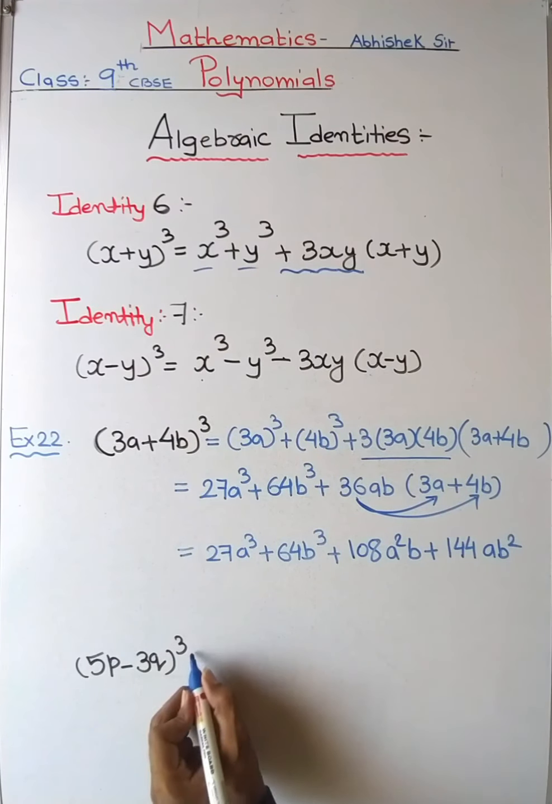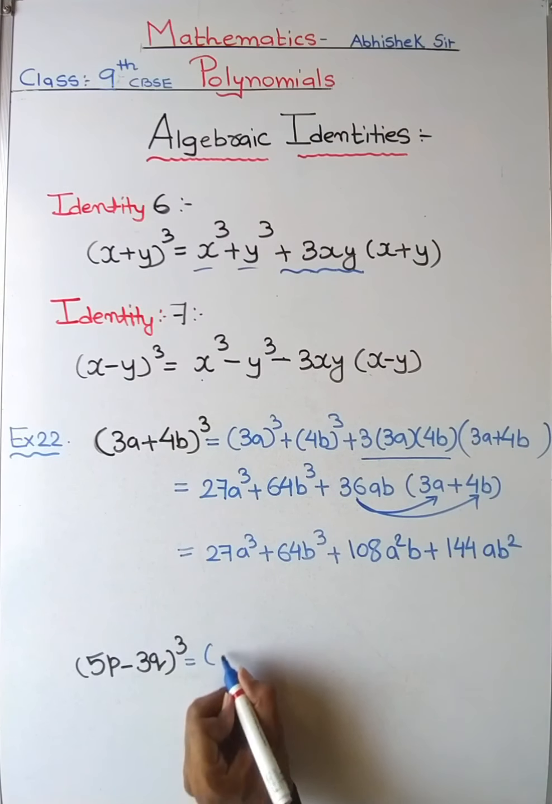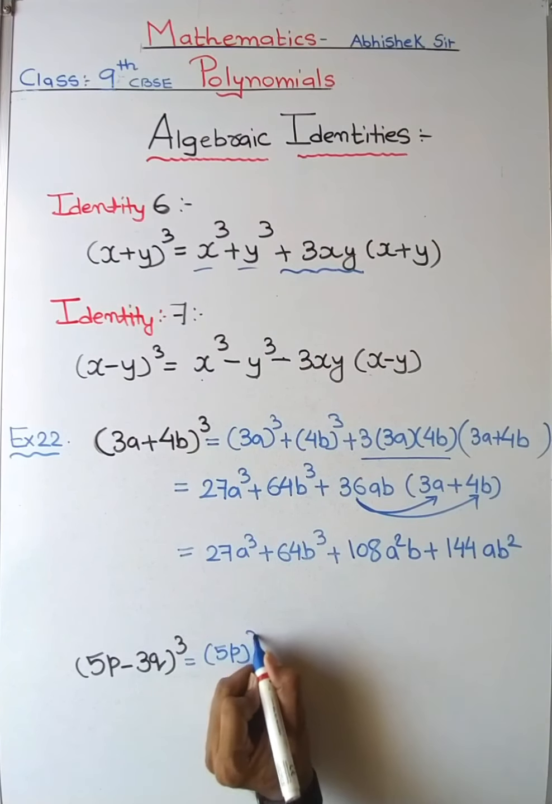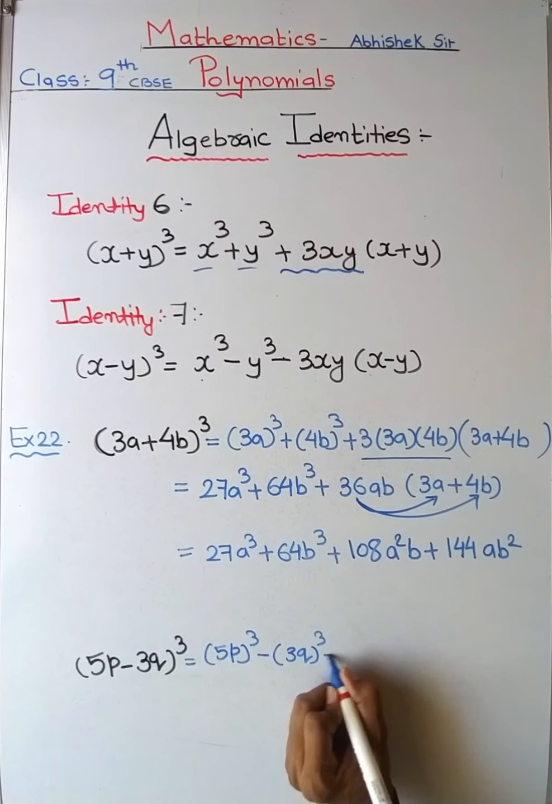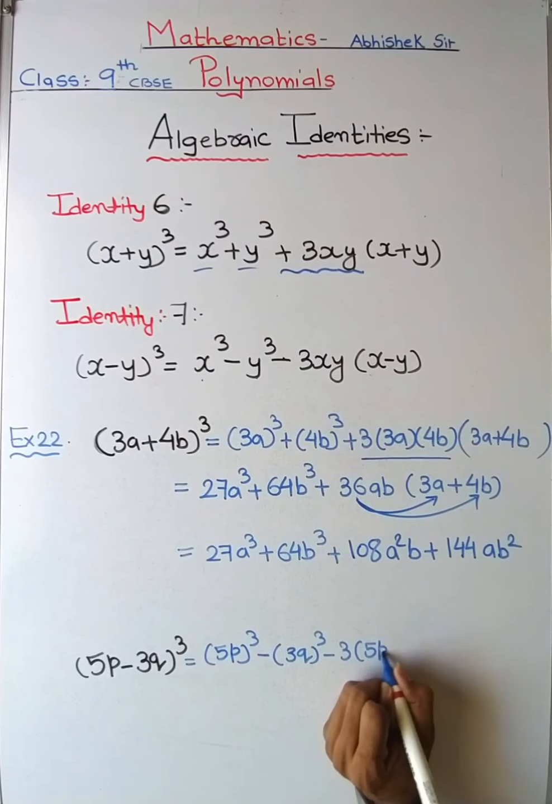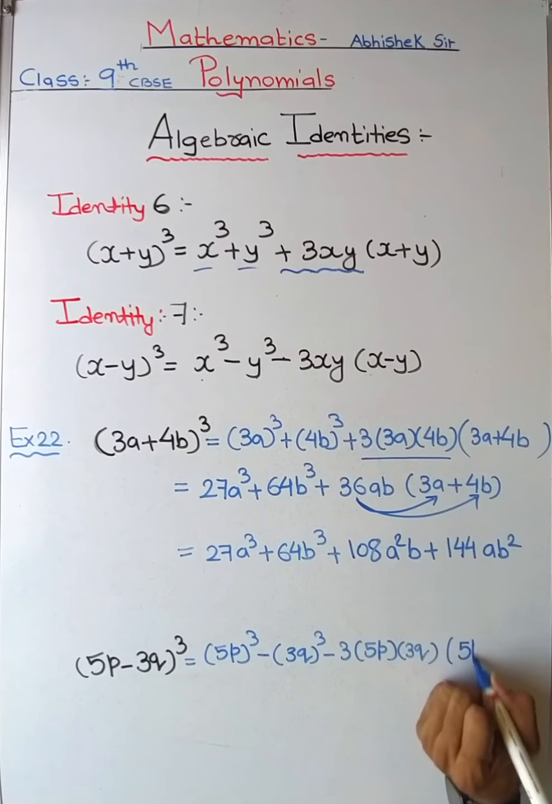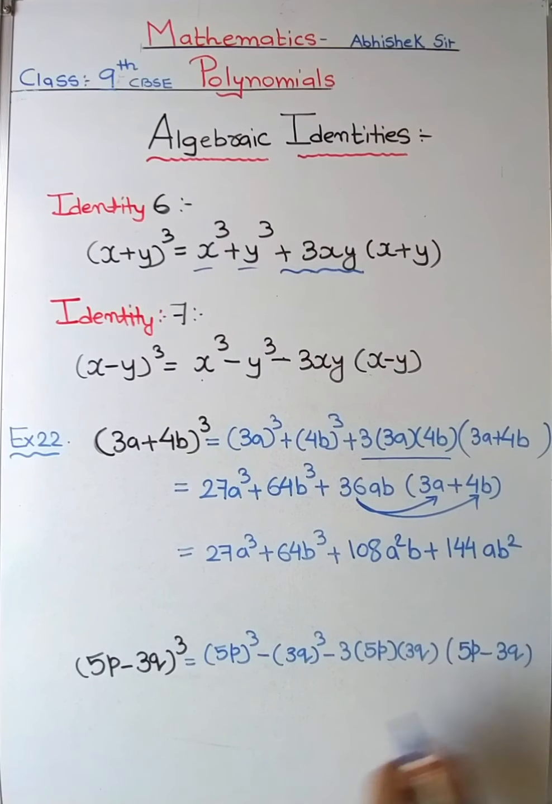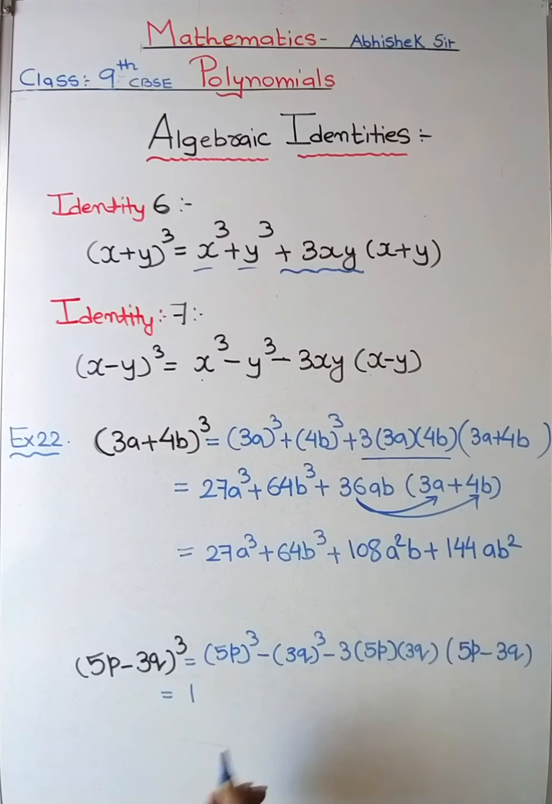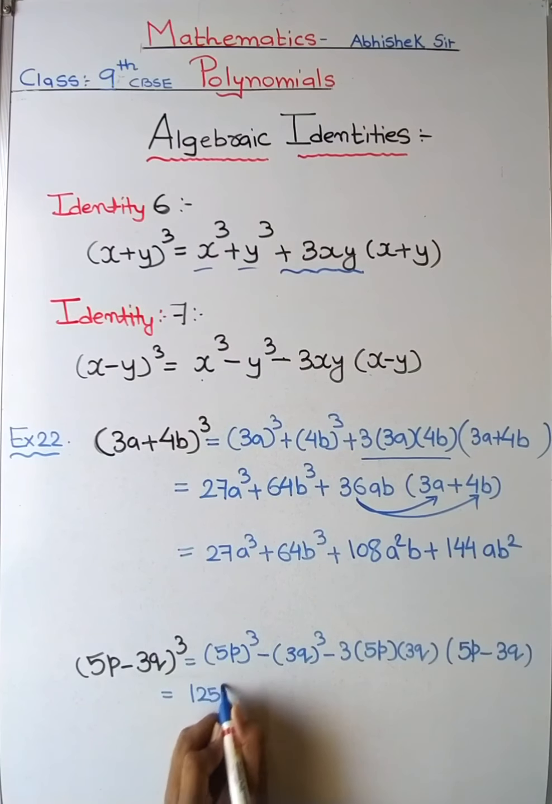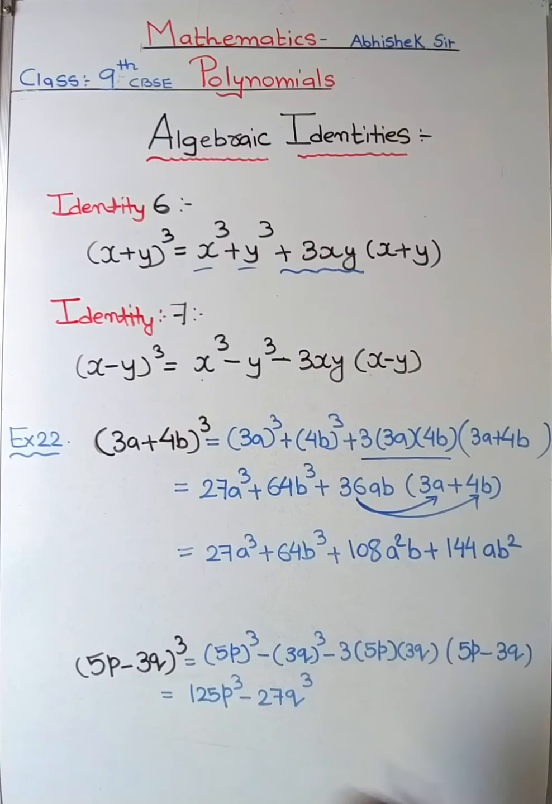Moving on to the next question, again following the same step, just the question of minus is there. So 5p whole cube minus 3q whole cube minus 3 into 5p into 3q, then repeat the bracket 5p minus 3q. 5 into 5 25, 25 5s are 125 p cube minus 27 q cube.